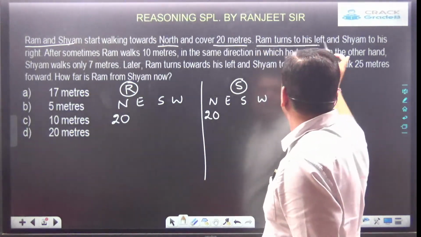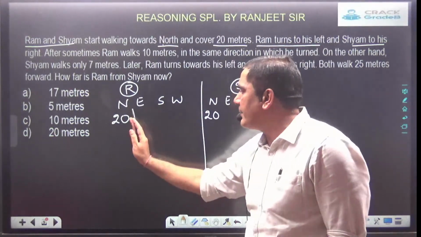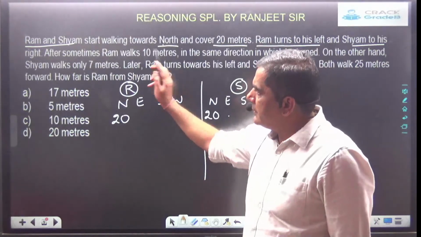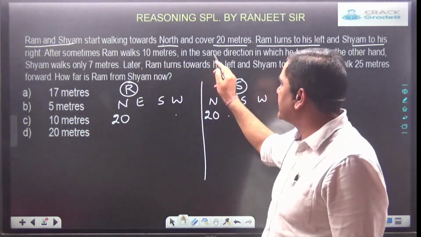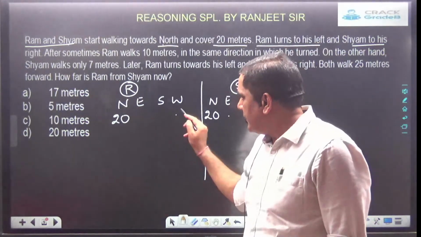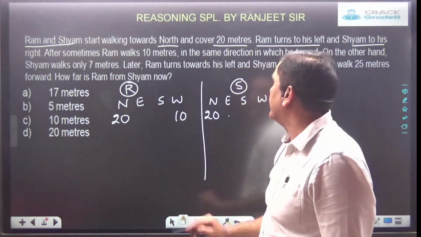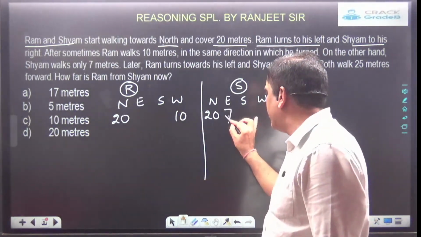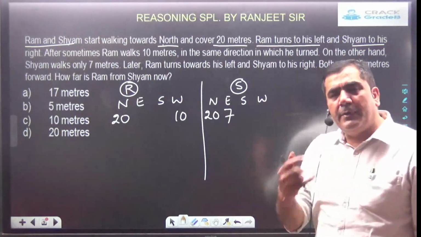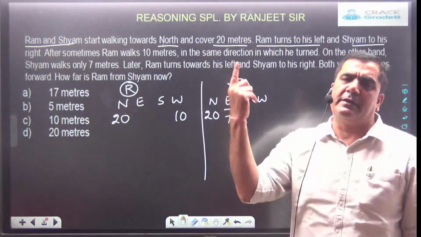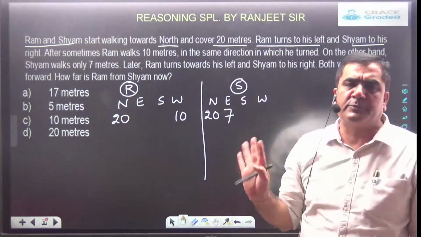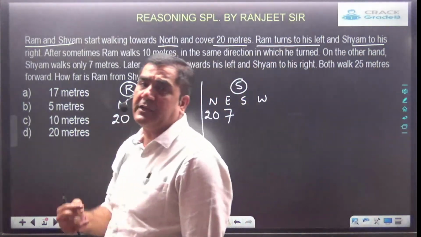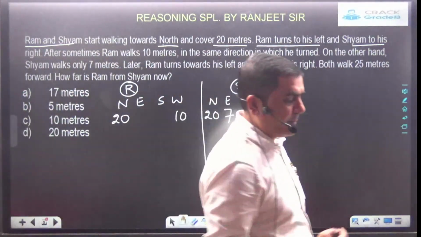Then Ram turns to his left and Shyam turns to his right. Ram turns to his left means west. Shyam to the right means east. After some time, Ram walks 10 meter in the same direction in which he turned. Means in the west direction, Ram will go for 10. On the other hand, Shyam walks only 7 meters in the direction of east. Simply read the problem and simply write the number. No problem at all. No plotting of map is needed. If you solve this problem by plotting the map, it will be a ridiculous job in the exam. It is the toughest part to plot the map.